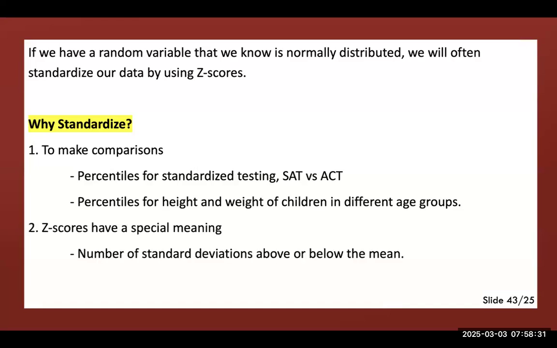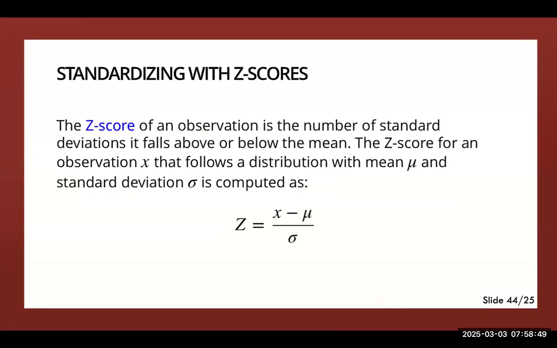Z-scores also have special meaning. They're the number of standard deviations above and below the mean. So how do we standardize with z-scores? The z-score of an observation is the number of standard deviations it falls above or below the mean. The formula for finding a z-score is to take your value for x and subtract the mean and divide by sigma. We'll see some examples of this, and we'll also think about it logically, get there a little bit quicker than using this formula.